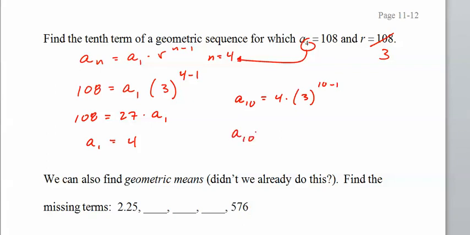A10 equals 78,732. I'm going to check that. I'm working off of memory. Looks good.